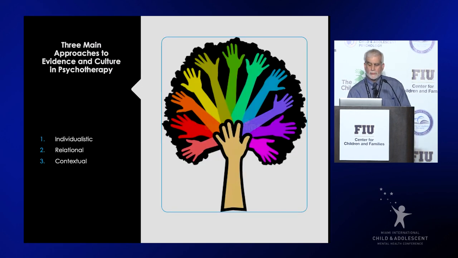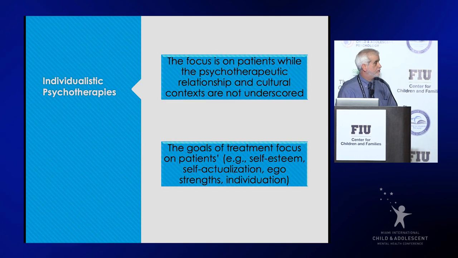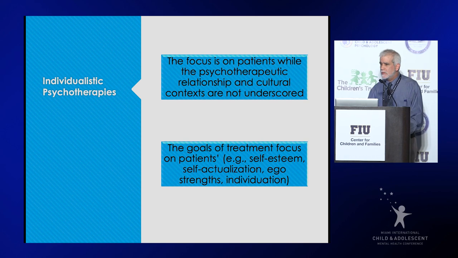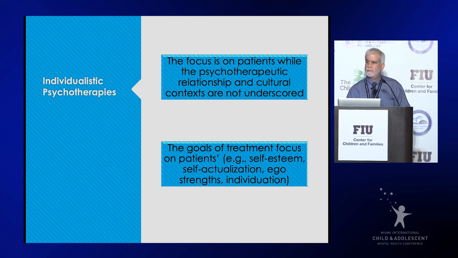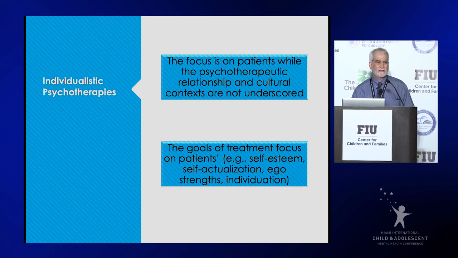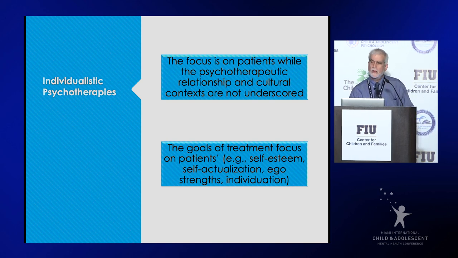So the three models of psychotherapy that I'm going to be talking about are the individualistic, relational, and contextual kinds of psychotherapies. The individualistic model focuses more on the patient, and doesn't emphasize so much the context or the psychotherapeutic relationship. I would say that many of our interventions currently are very individualistic in that they emphasize, for example, things like self-esteem, self-efficacy, self-actualization, individuation, ego strengths, and the list goes on and on. So many different treatment goals are based on trying to improve the individual, and we often don't focus much on the psychotherapeutic relationship or the cultural context.